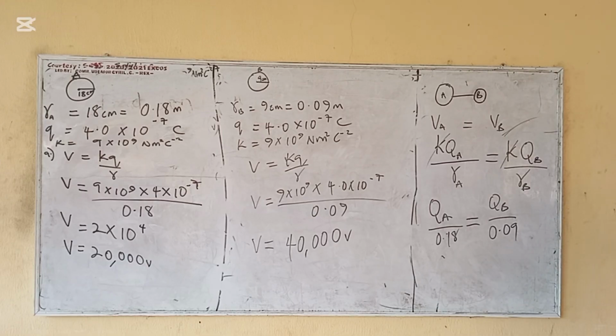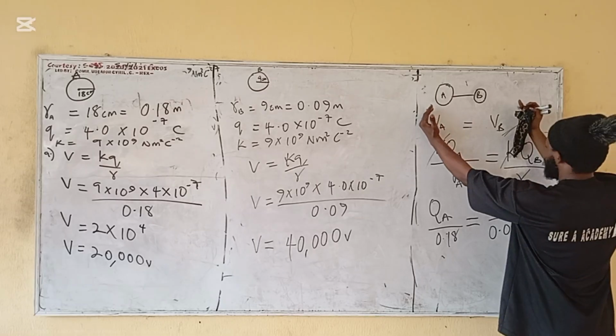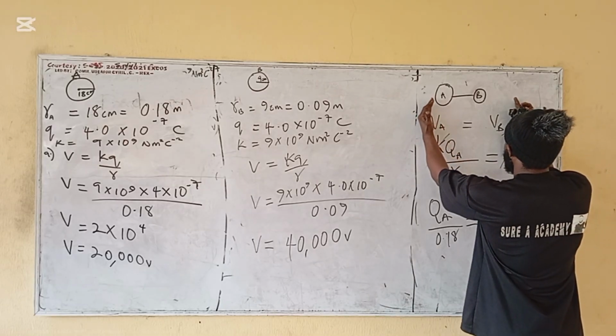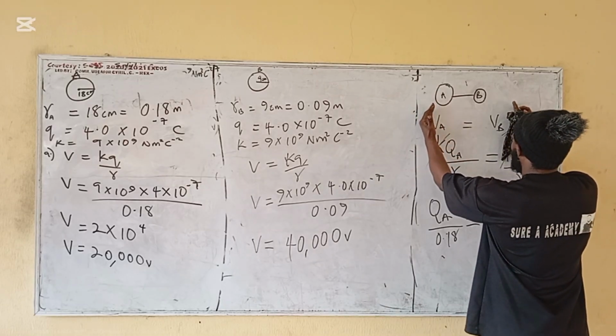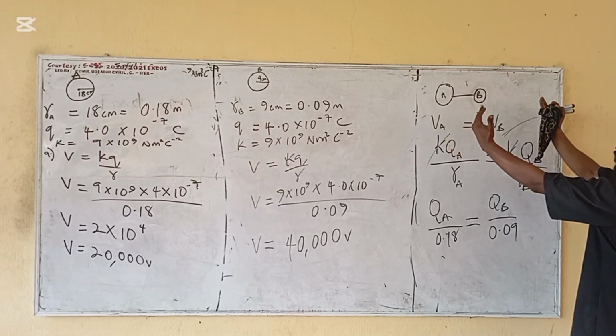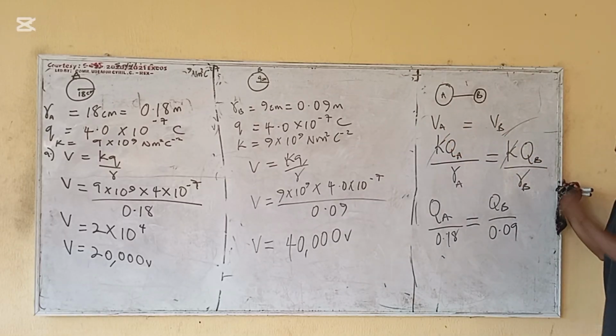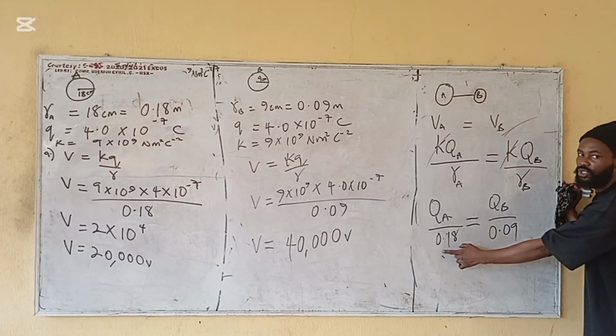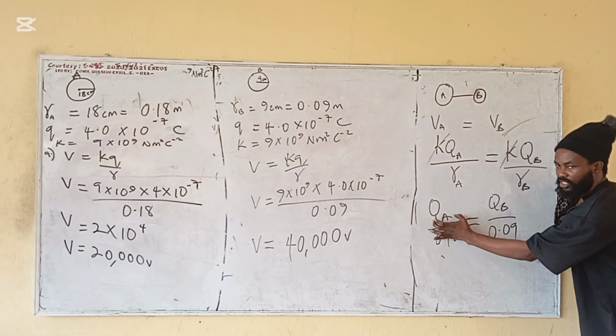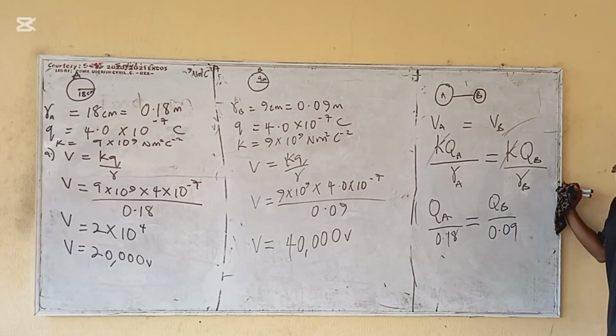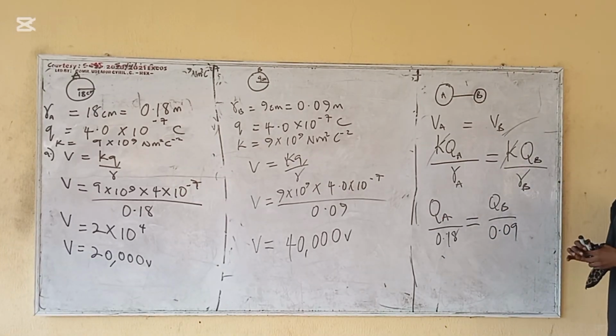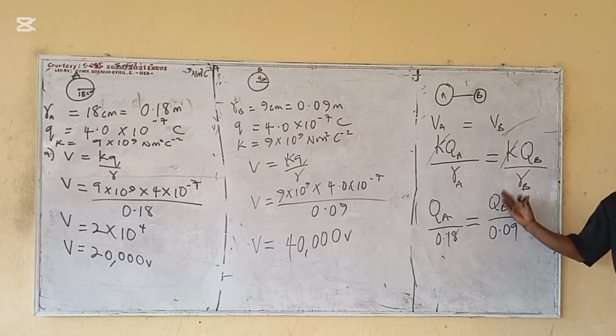See what I'm saying, so that it makes sense to you. I said at equilibrium, at the point of connecting the wire, there should be equal potential. But the only difference now is that the radius of this one and this one is not the same. So let's say I want to make the charge on A the subject of the formula, and the charge on B the subject of the formula. Let's see what it will be in this relationship.